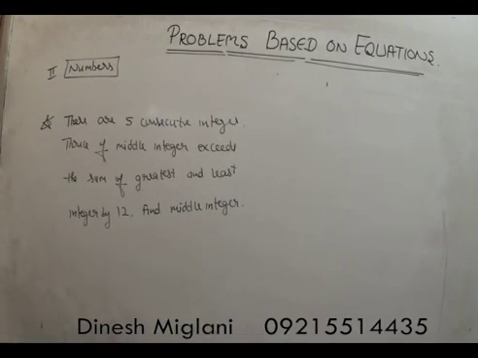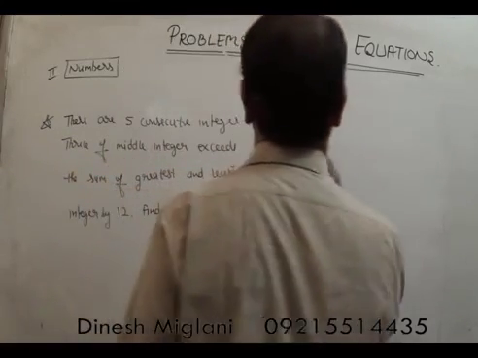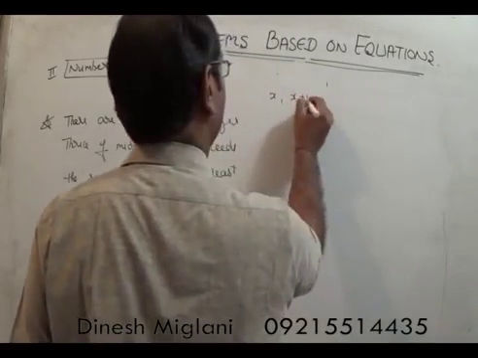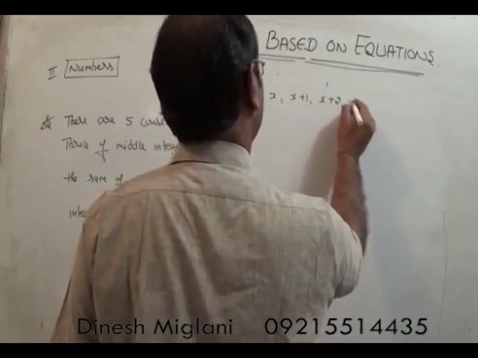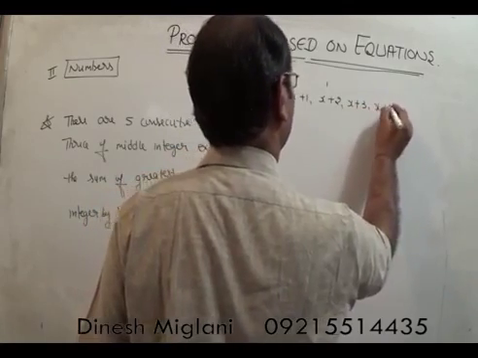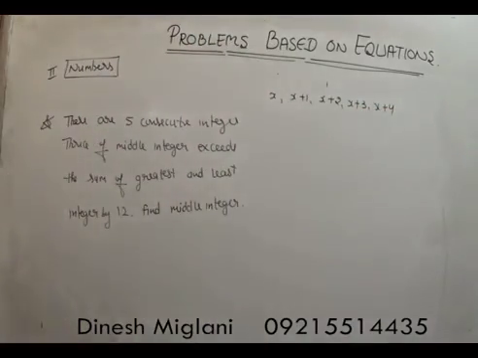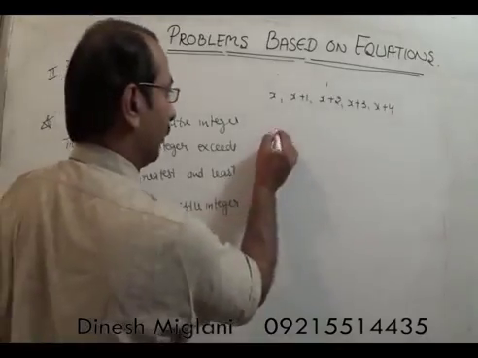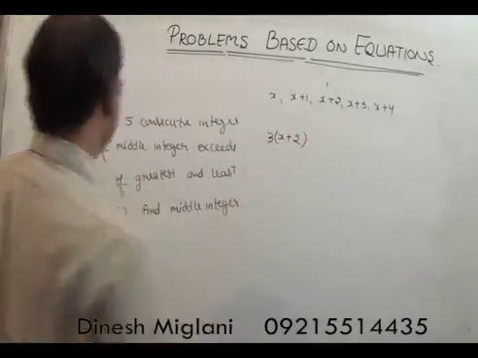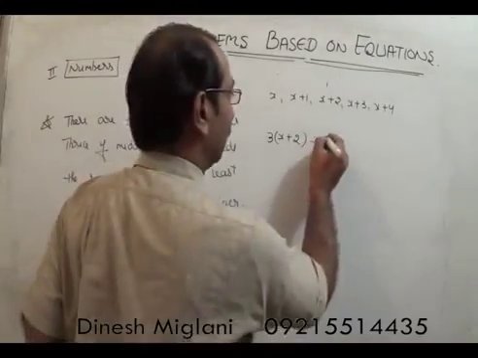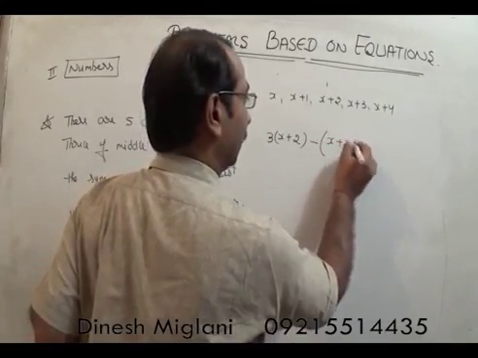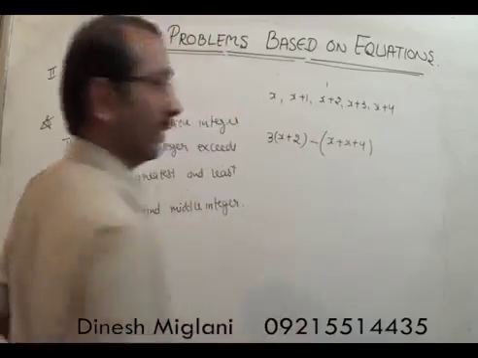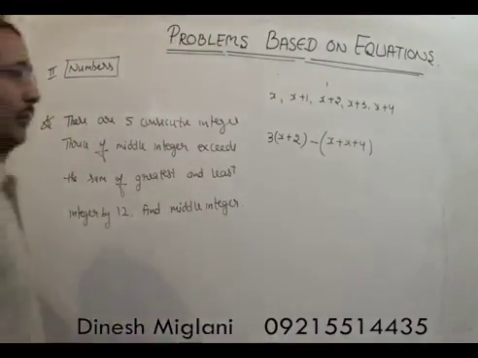So we have 5 consecutive integers. Thrice the middle exceeds the sum of the greatest and smallest integer by 12. Find the middle integer. I can take the 5 integers as x, x plus 1, x plus 2, x plus 3 and x plus 4. Then thrice the middle integer means thrice of x plus 2 exceeds the sum of the greatest and smallest, that is x plus 4 and x, by 12.